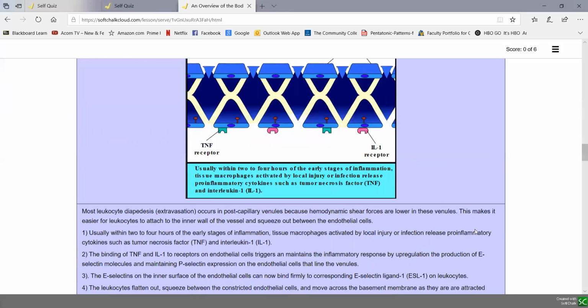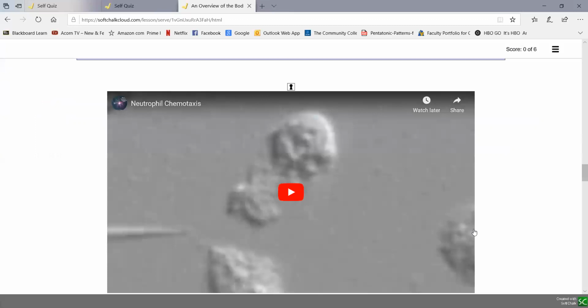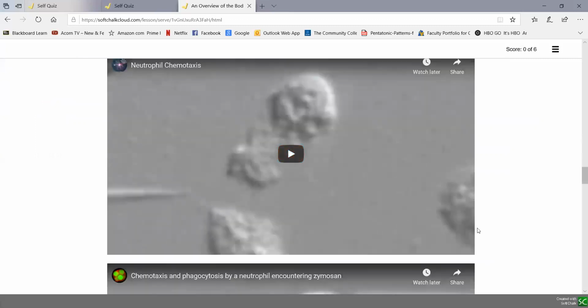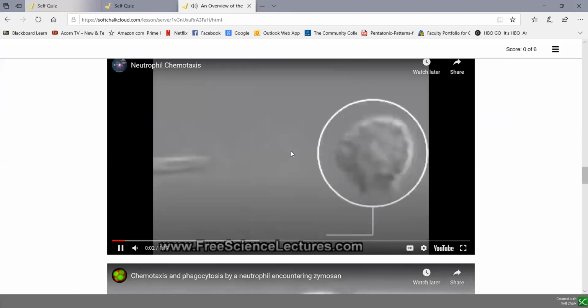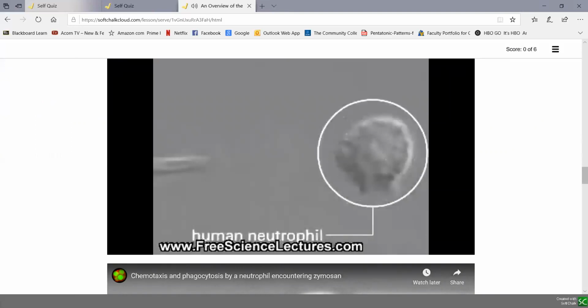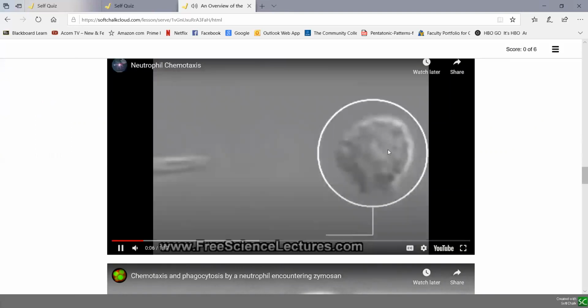There's a couple of animations there showing more detail of inflammation. This is a nice little movie showing you chemotaxis of neutrophils. That's a neutrophil. Chemoattractants.